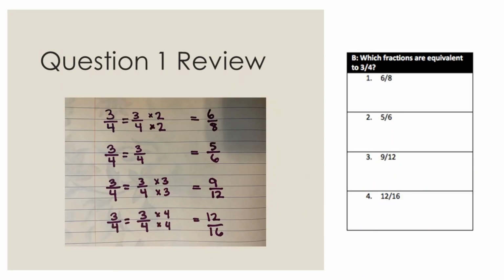For part B, you may have discovered that many of the choices are an equivalent fraction to 3/4. As you can see in the equations, 3/4 can be multiplied by 2/2, 3/3, and 4/4 to create 6/8, 9/12, and 12/16. The only fraction that is not equivalent to 3/4 is 5/6.